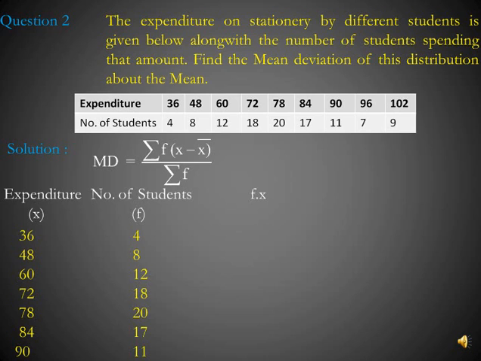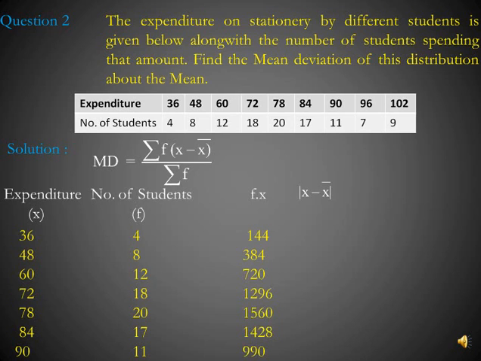The third column will be of fx. Why fx? Because first we have to calculate the mean, which is sigma fx upon sigma f. So we will calculate fx here, x into f. 36 into 4 is 144, 48 into 8 is 384, 60 into 12 is 720, and similarly for the other values.